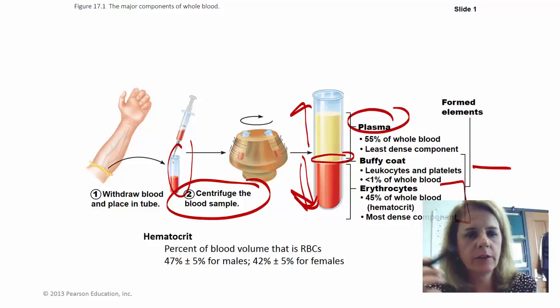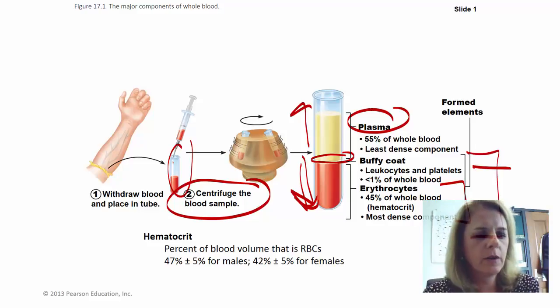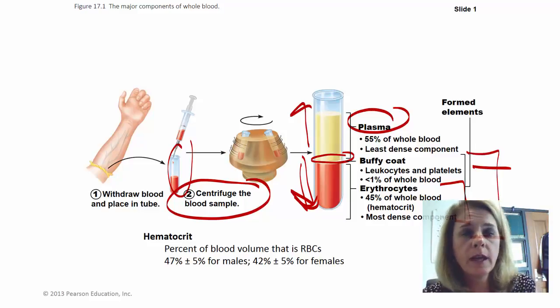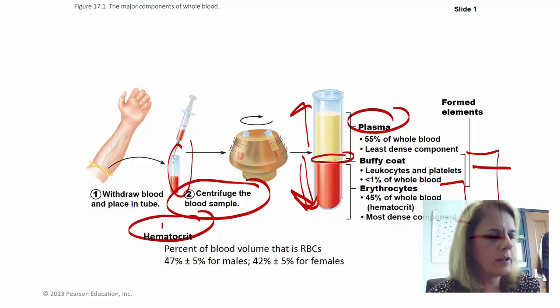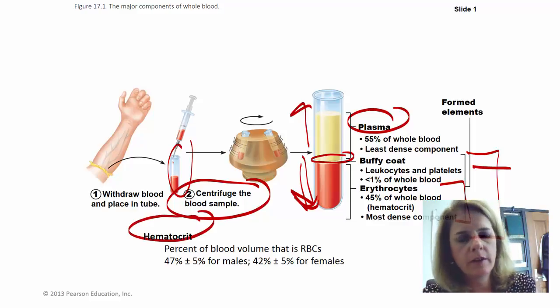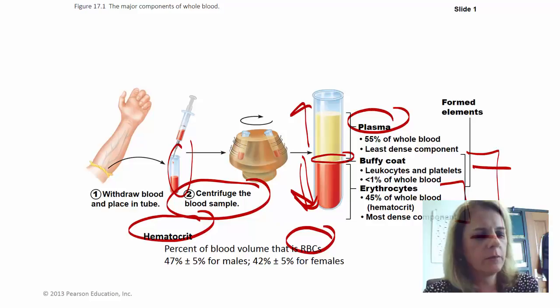It's not very dense, so therefore it stays on top. Okay, so the bottom part where you have your buffy coat and erythrocytes are your formed elements, and then everything above that is your plasma. And one of the measurements that you can get from doing that is your hematocrit, which is the percent of blood volume that is RBCs, or red blood cells.